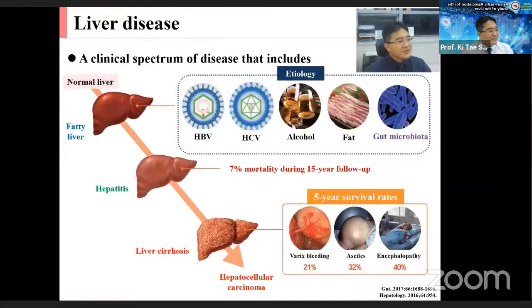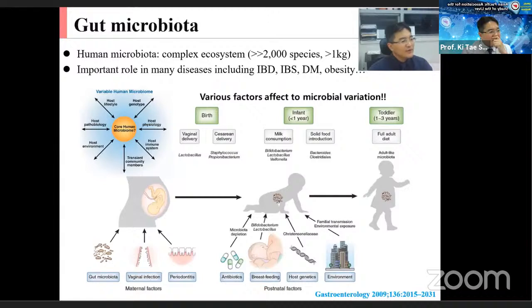Liver disease is a clinical spectrum that includes fatty liver, hepatitis, liver cirrhosis, and hepatocellular carcinoma. The most common etiologies are virus, alcohol, fatty change, and gut microbiota. In hepatitis, 7% of patients die during 15-year follow-up. Regarding liver cirrhosis, 5-year survival rates are very low. The human gut microbiota is a complex ecosystem consisting of more than 2,000 species and more than 1 kilogram. Various factors such as lifestyle, genotype, physiology, and the host immune system affect microbial variation.